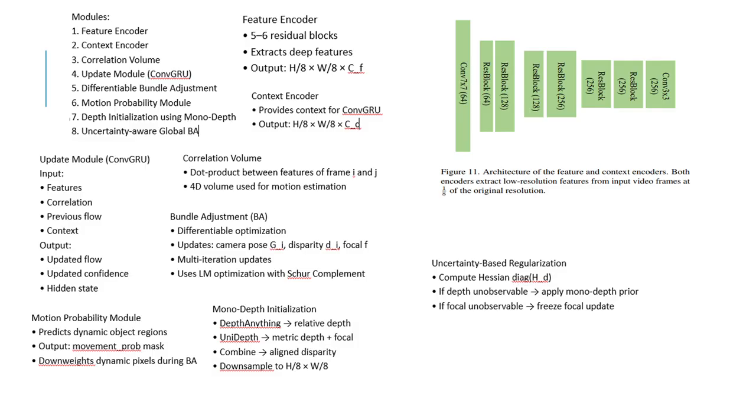Then the motion probability module. The motion probability module predicts the dynamic object regions and outputs the movement probability mask, which is a motion mask, which downweights the dynamic pixels during the bundle adjustment optimization.